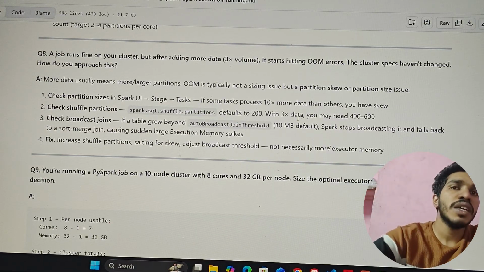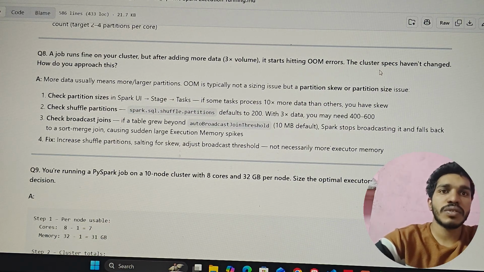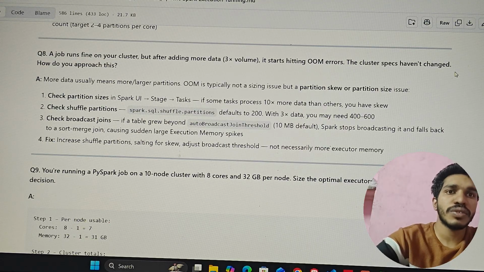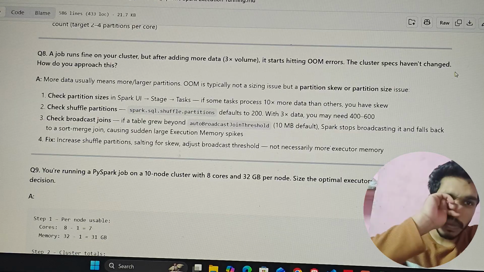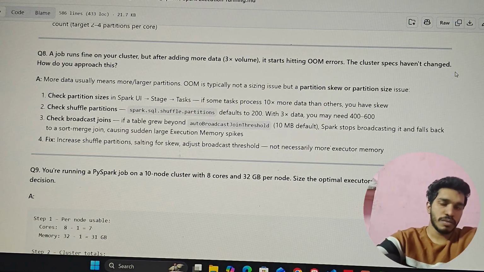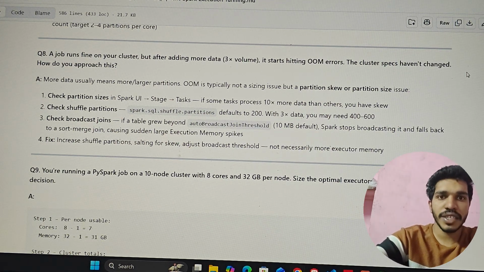Then I will check shuffle partitions. spark.sql.shuffle.partitions defaults to 200. With 3x data, you may need 400 to 600. Then I will check the broadcast join. If a table grows beyond the auto broadcast join threshold, which is 10 MB by default, Spark stops broadcasting it and falls back to sort merge join, causing sudden large execution memory spikes. The fix is to increase shuffle partitions, use salting for skew, or adjust the broadcast threshold, not necessarily more executor memory.